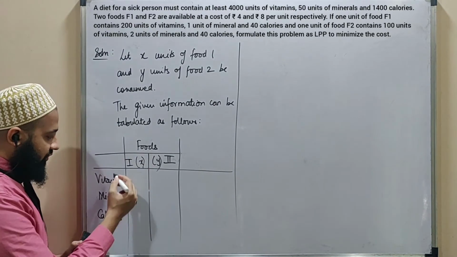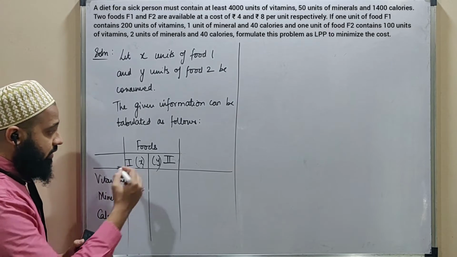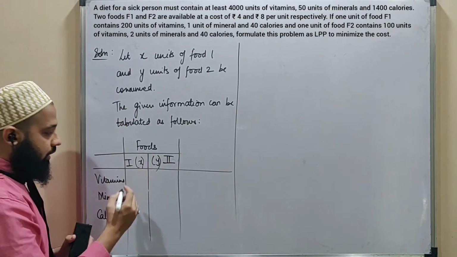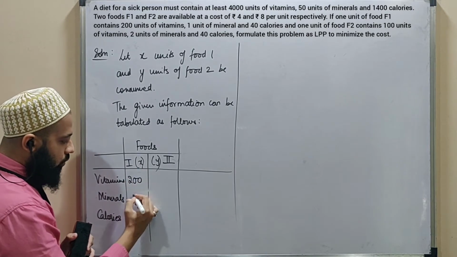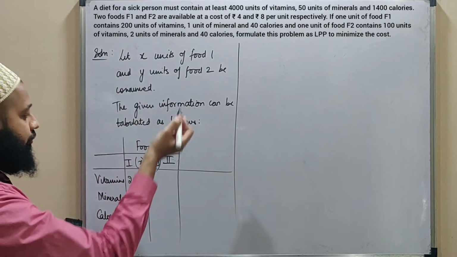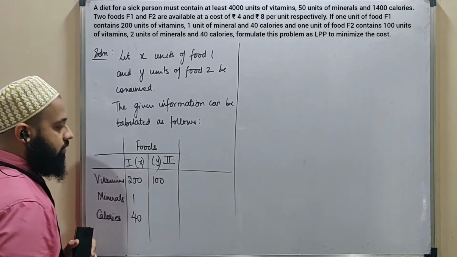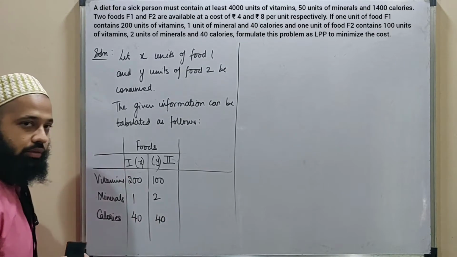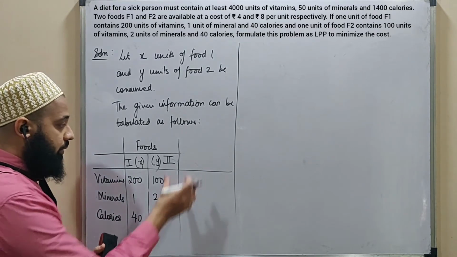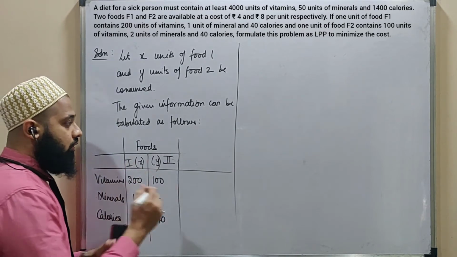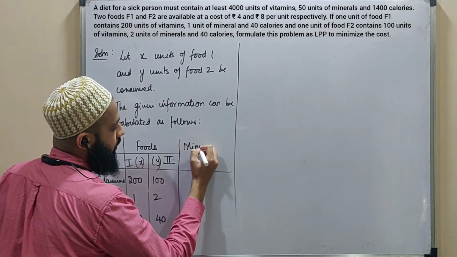How many units of each of these does each food item contain? So we know that F1 contains 200 units of vitamins, 1 unit of mineral and 40 calories. Similarly, they said the food 2 contains 100 units of vitamins, 2 units of minerals and 40 calories. They spoke about their minimum requirement. So in the earlier sum you had maximum availability, here you have minimum requirement. There can be only 2 possibilities.